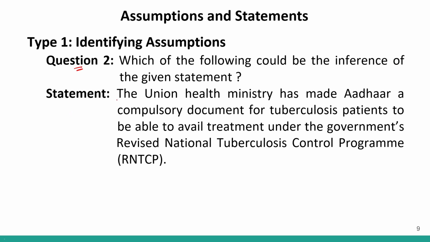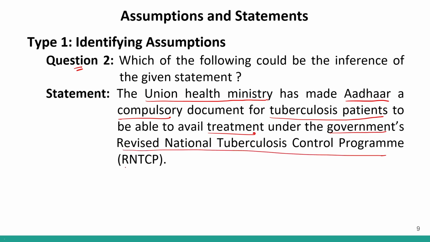the given statement. So let us look at the statement. The statement says the Union Health Ministry has made Aadhaar a compulsory document for tuberculosis patients. So there is a Union Health Ministry notification that says that Aadhaar is compulsory for tuberculosis patients to be able to avail treatment under a specific scheme. So under the government's this scheme, RNTCP, Revised National Tuberculosis Control Program.